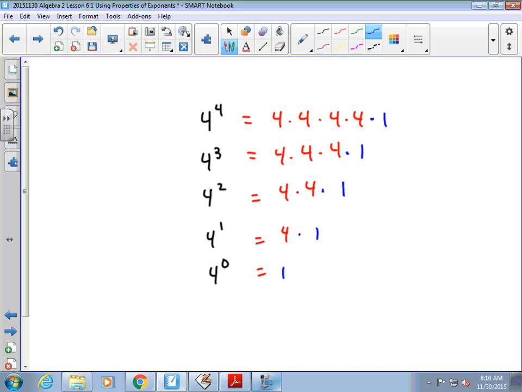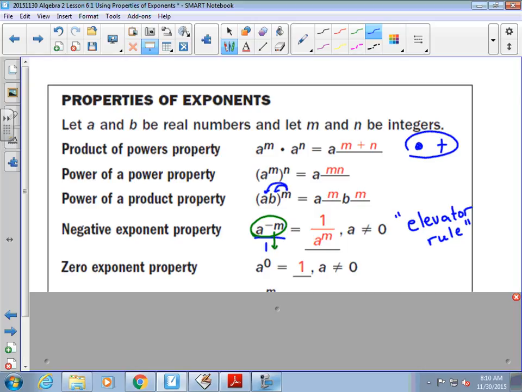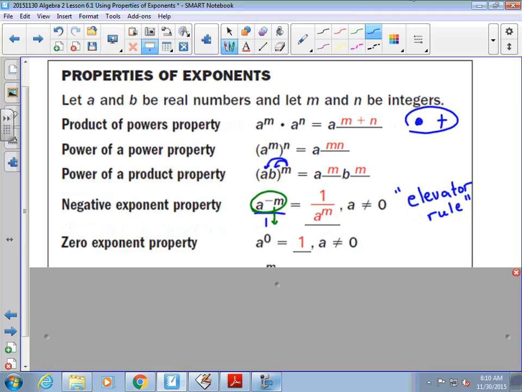Now, that might not be the official real smart reason, but that's the only thing that ever made sense to me, why anything to the 0 power is 1. Most students just remember anytime they see something to the 0 power, it's 1. So right here, a to the 0 power is 1 when a is not the number 0.